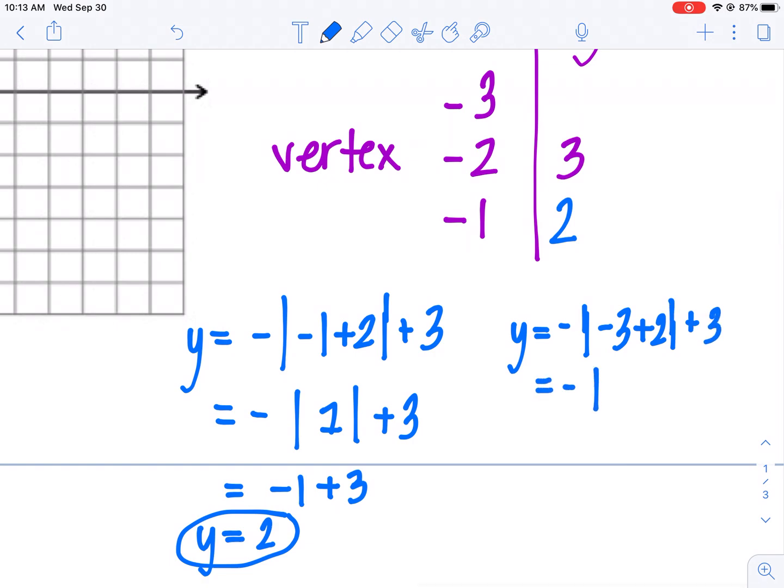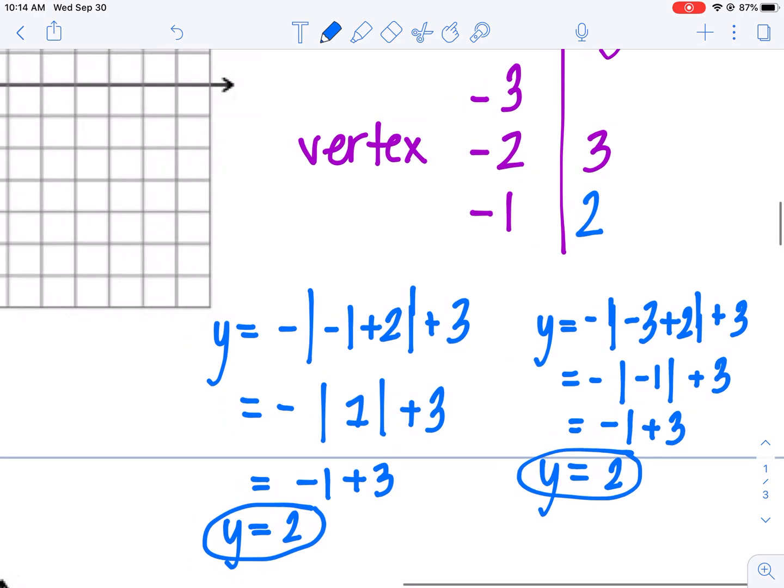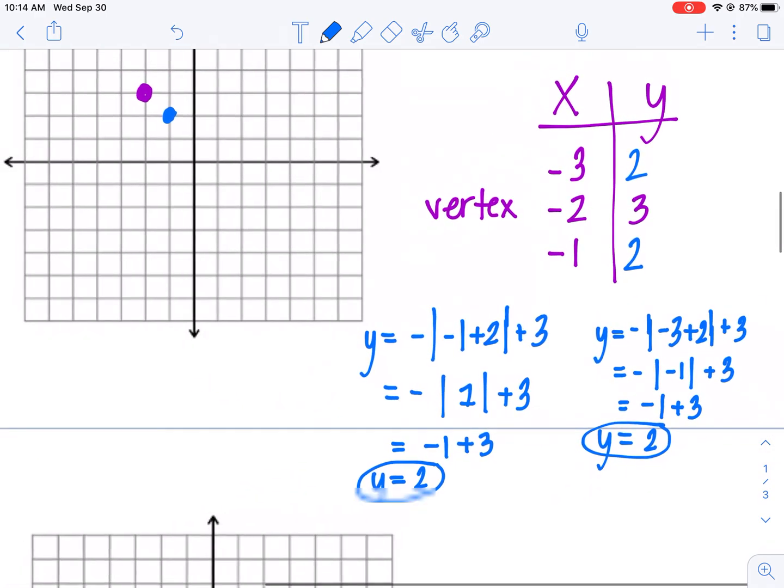When we simplify, -3 plus 2 is -1. The absolute value of -1 is positive 1. However, there's a negative sign out front, so I actually end up getting y is -1... so I end up also getting y is 2. So -3, up 2.